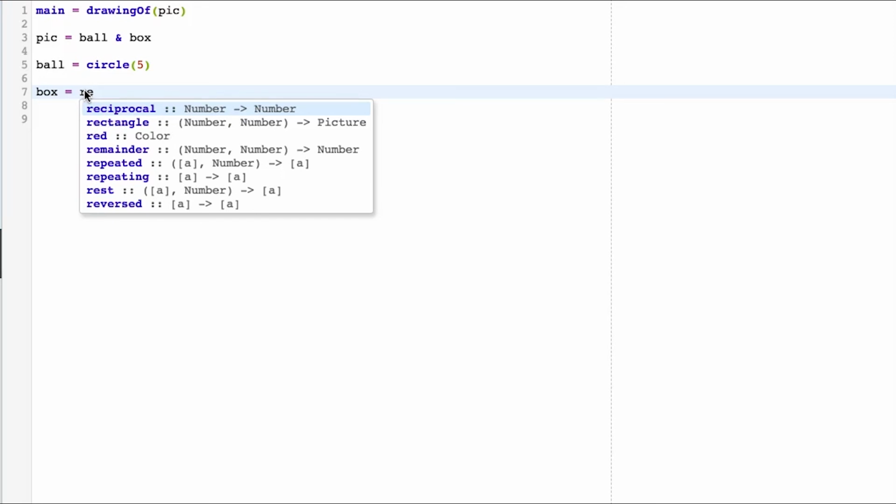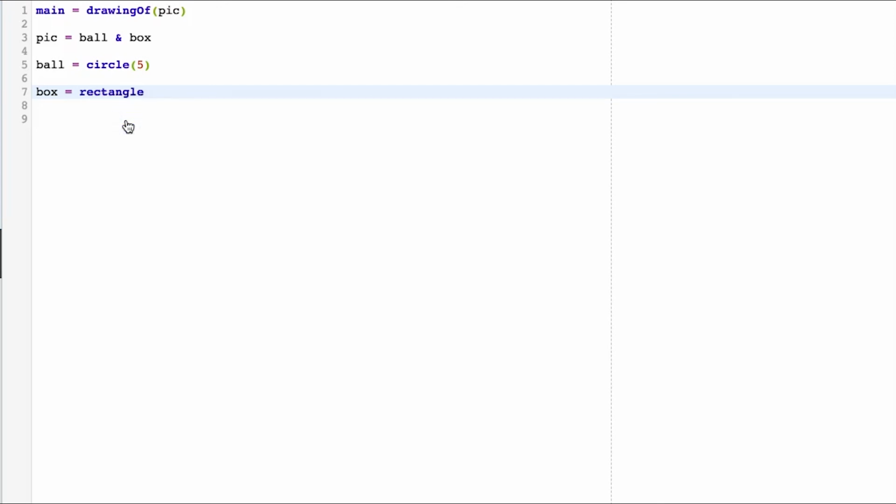So I'm going to look through here. Is it reciprocal? Rectangle? There it is. I see that it takes a number and gives me a picture, so I remember how many arguments it takes. And I can also click it and it completes the word for me.